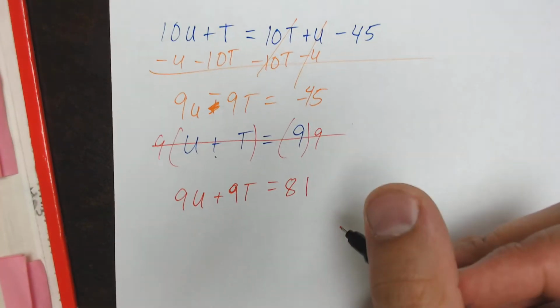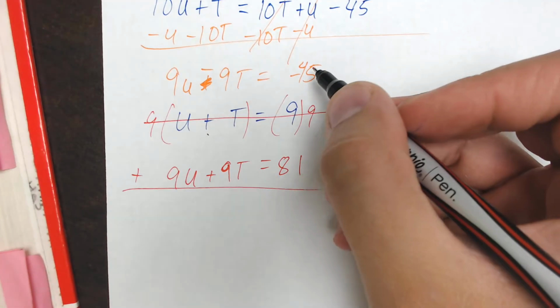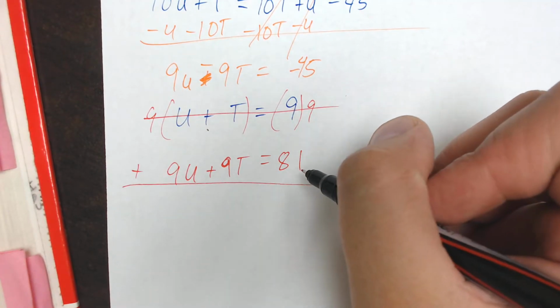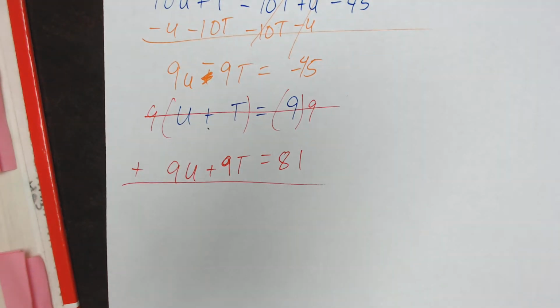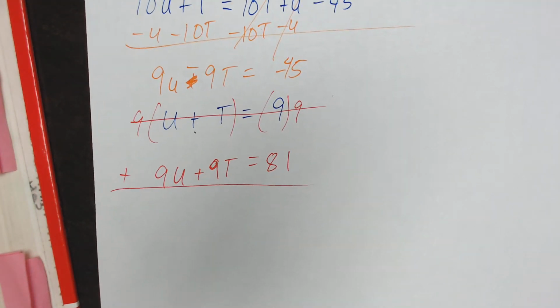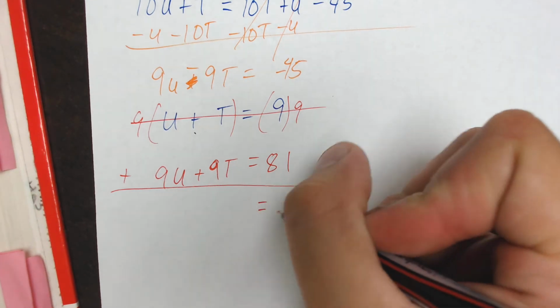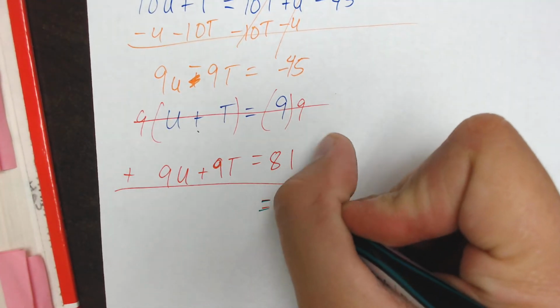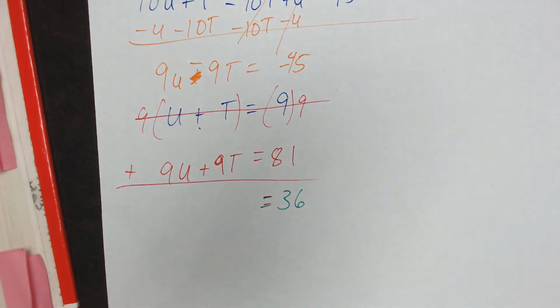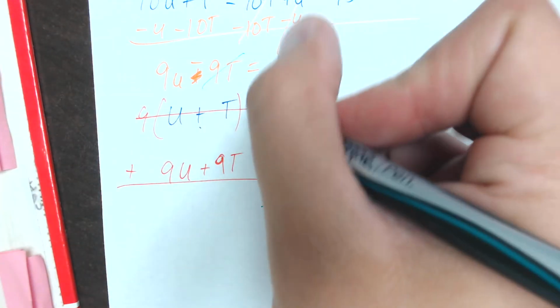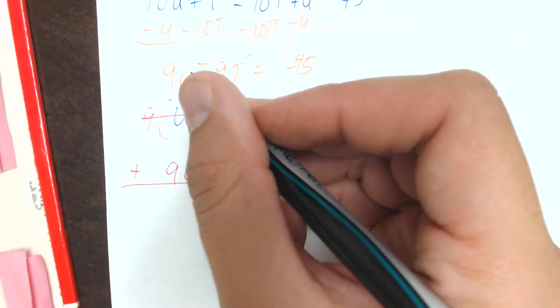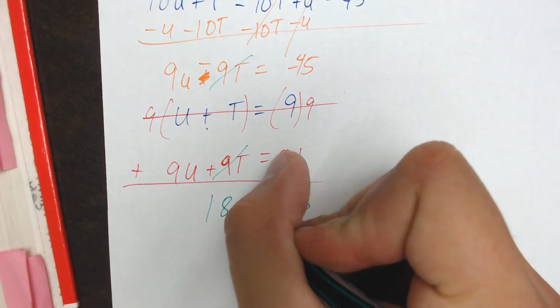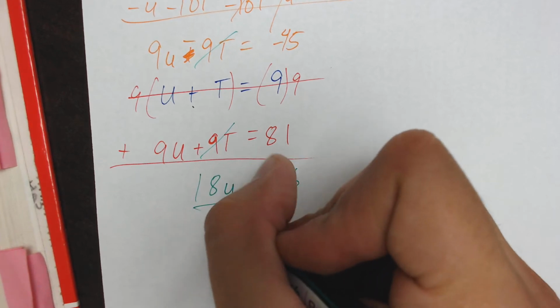So that equation is gone, and then I can eliminate here. So negative 45 plus 81 is going to add up to, let's see here, 81 minus 5 is 76. 76 minus 40 is 36. So that is going to equal 36. Let's go ahead and switch to a different color. So 81 minus 45 is 36. Negative 9t and positive 9t cancel, and then 9u plus 9u equals 18u. Last step, I divide each side by 18.